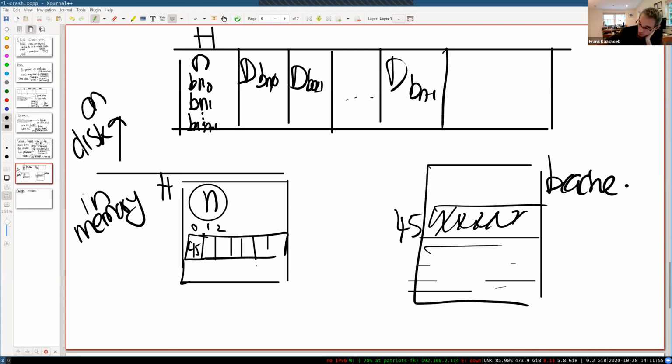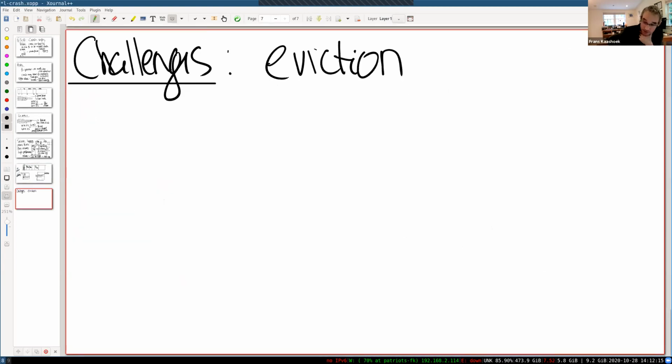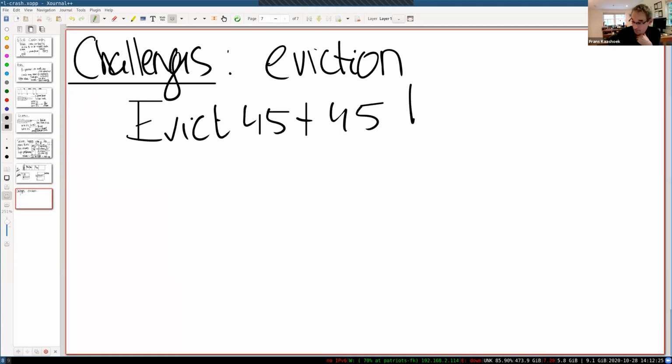Let's say we don't have a solution for this yet, but the cache decides it wants to evict 45. Correct? And if it wants to evict 45, that will mean we have to write it to its home location, right? How bad would it be to evict block 45 and write 45 to its home location?